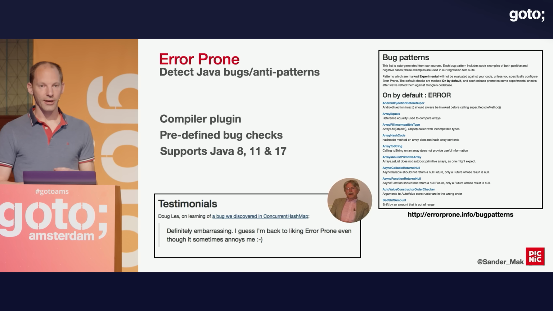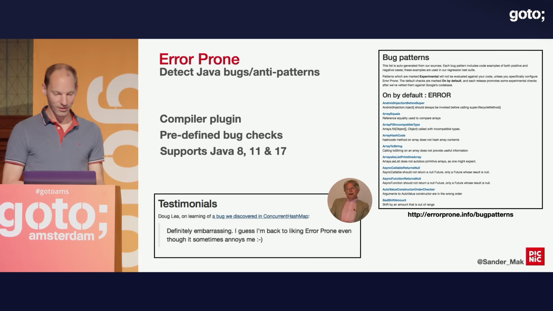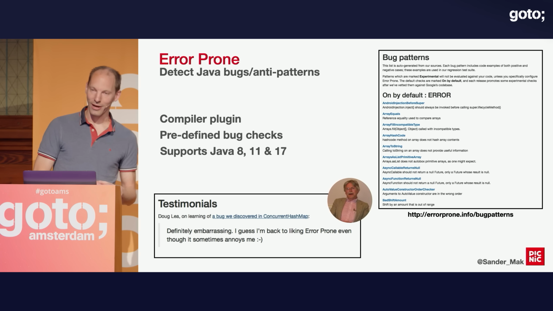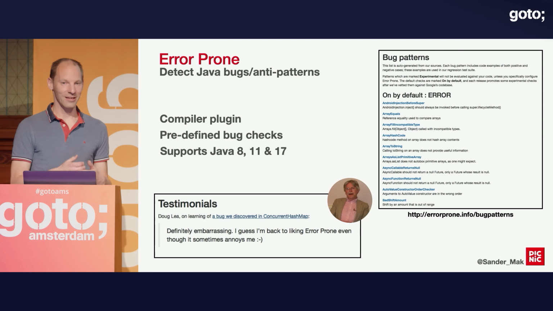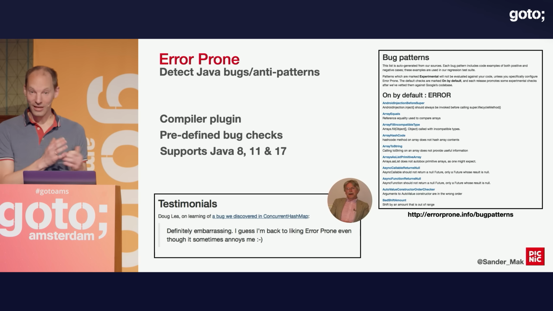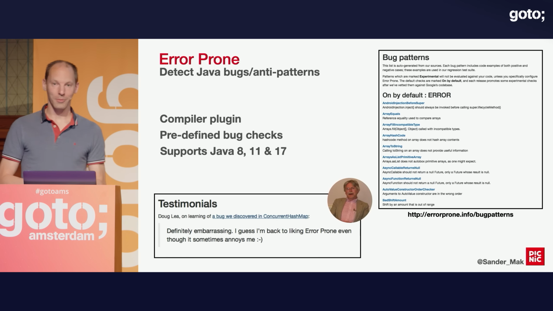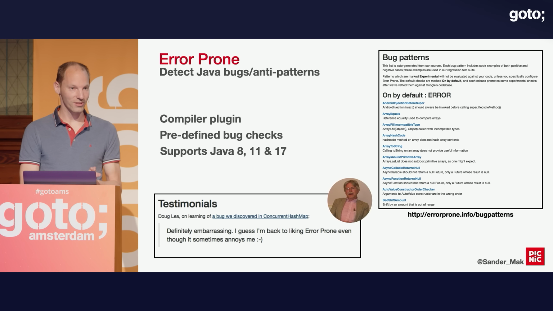And it is actually interesting if you go to the Error Prone website, you will see this testimonial by Doug Lea, the guy who created the Java util concurrent libraries. And he says, well, it's definitely embarrassing. I guess I'm back to liking Error Prone, even though it sometimes annoys me. I think we can recognize the sentiment, right? If the tool always knows better. But it actually discovered a bug in the ConcurrentHashMap implementation. So that's a pretty good testimonial, I would say.